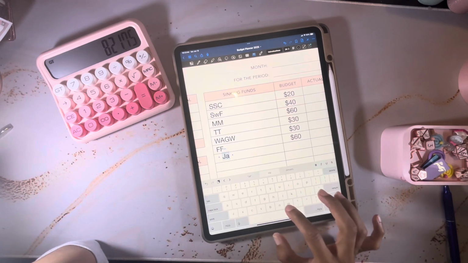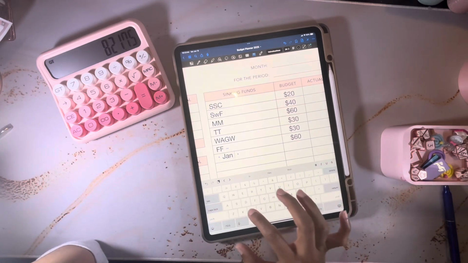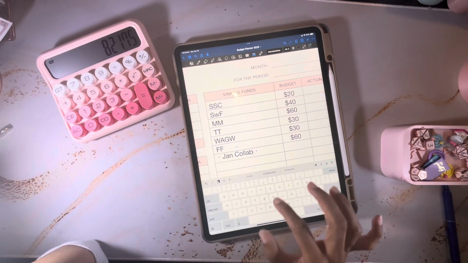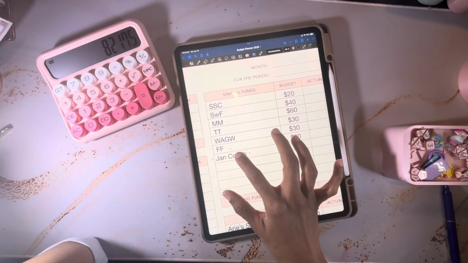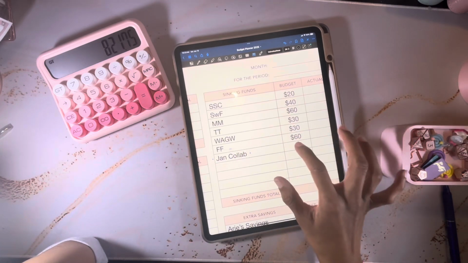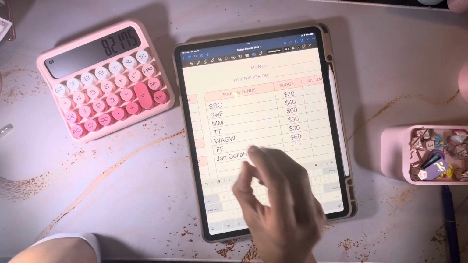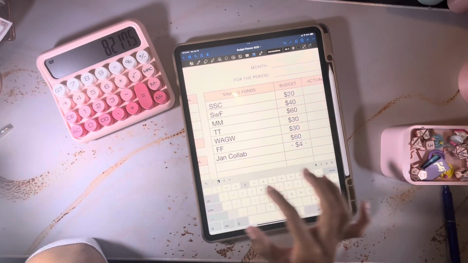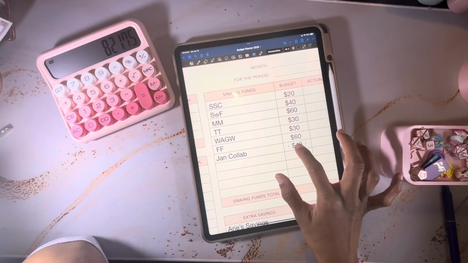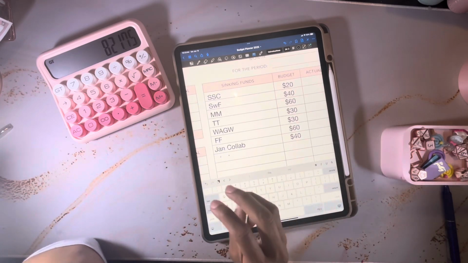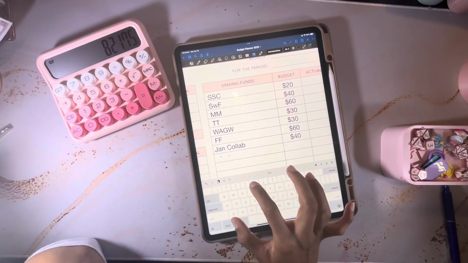Okay, so this one is going to be the January collab. And we're going to give that one $40, was it? Yes. So $40 for this one. And then we're doing the 52-week money challenge.